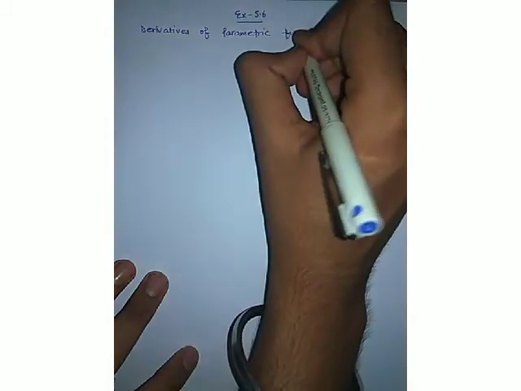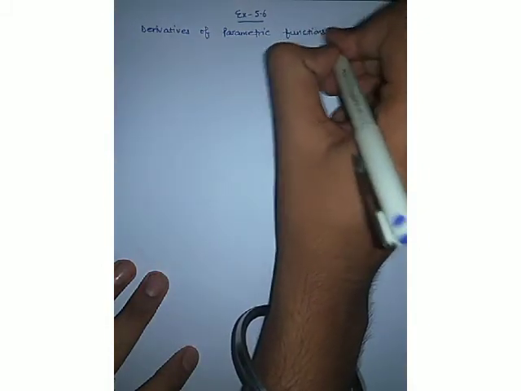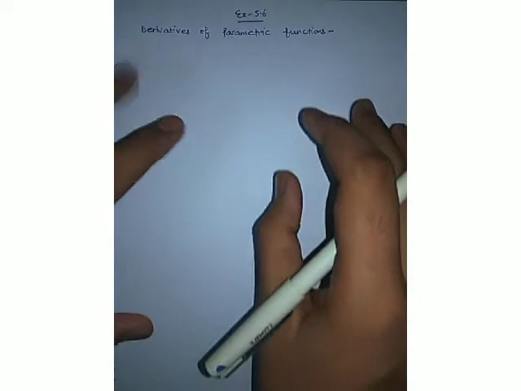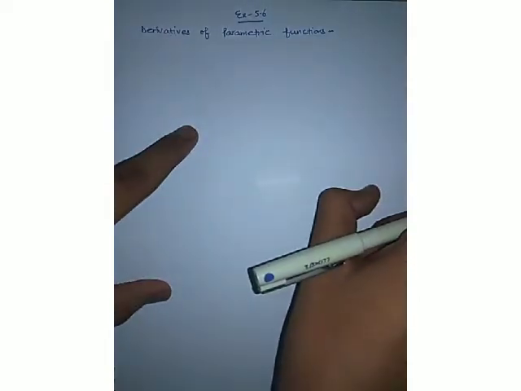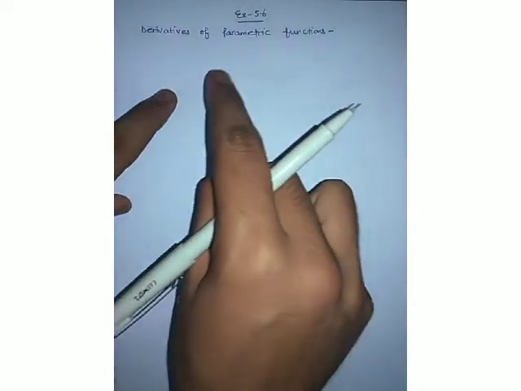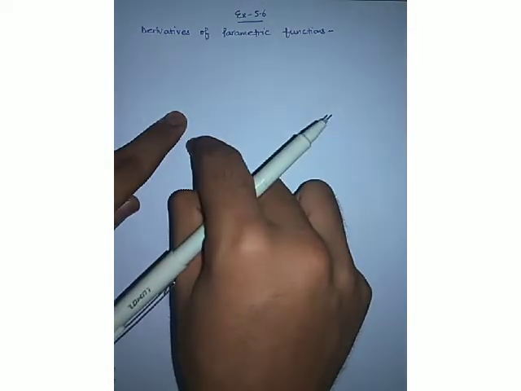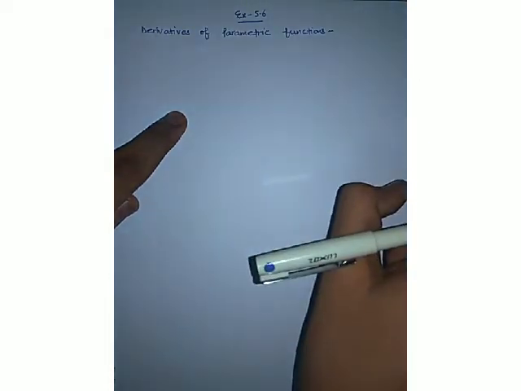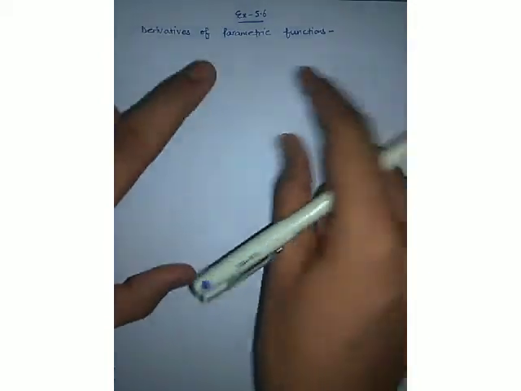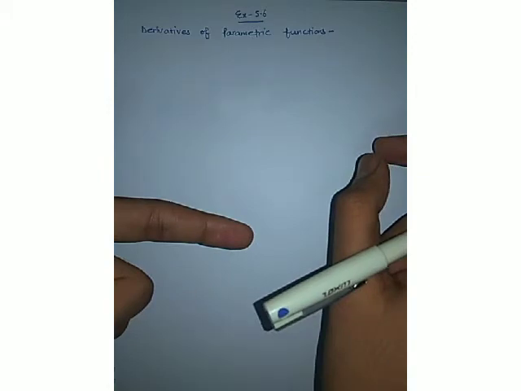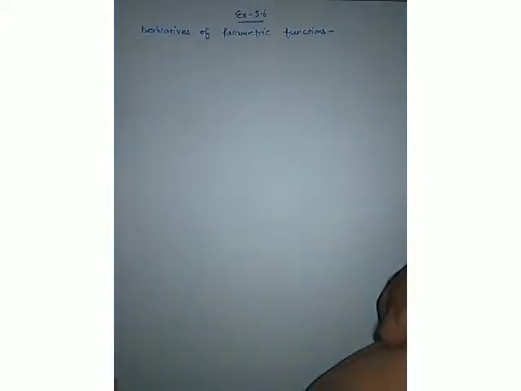Now, what are parametric functions? In these kinds of functions, we have to find dy upon dx ultimately, but the value of x is given in terms of another function and the value of y is given in terms of another function. So we have the values of x and y, and by differentiating those values of x and y, we have to find dy upon dx.